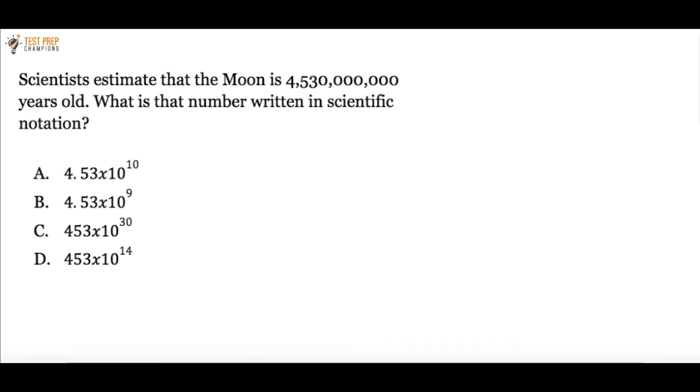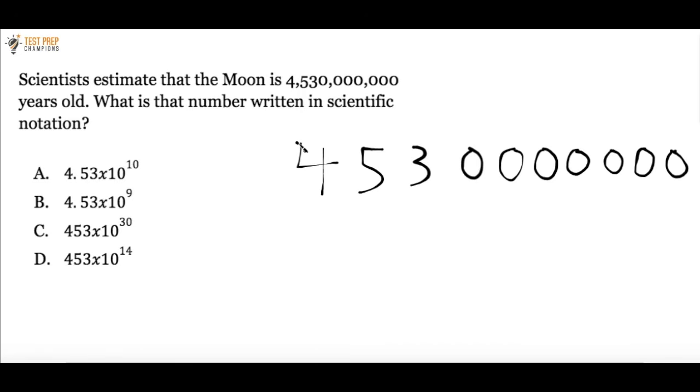Scientists estimate that the moon is 4.53 billion years old. What is the number written in scientific notation? Is it A, B, C, or D? So take this number right here, and I'd like you to pick which answer choice shows it in correct scientific notation. So now's your chance to pause the video, try this out, and whenever you're ready, we'll go over the answer.